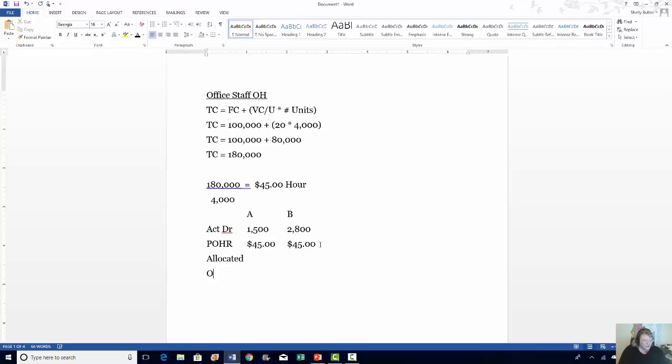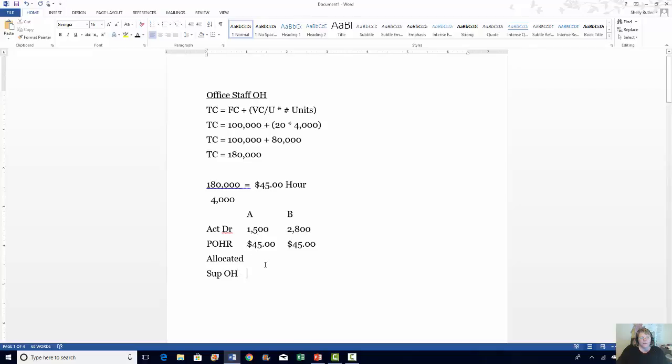This is our allocated overhead, support overhead. So you could technically call this your SOHR. Instead of a predetermined overhead rate, we can call it a service overhead rate, and that is fine. You could do that. I'm going to have to shorten this so I have more room. Support overhead. How about that?